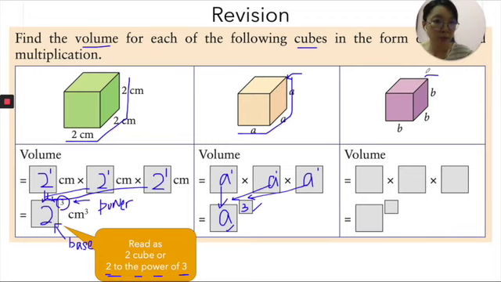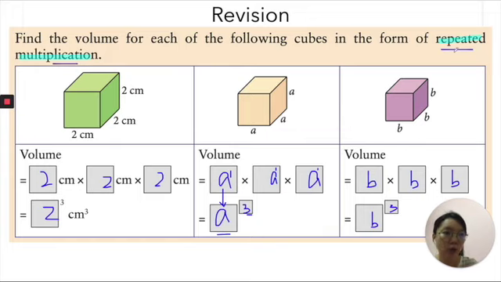Look at this pink cube. There is no number here, but I assume this length, width and height is b. So volume is b times b times b. Oh, b repeating for 3 times. So I put my b down here. How many times does it repeat? 1, 2, 3. So b cube. So my volume for this cube is b cube or b to the power of 3.